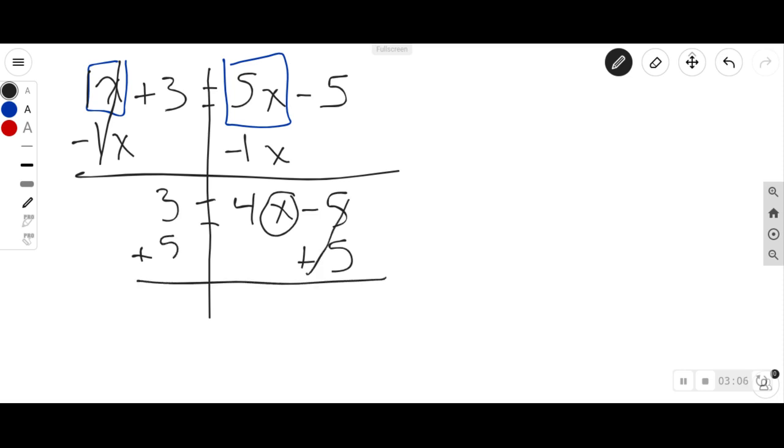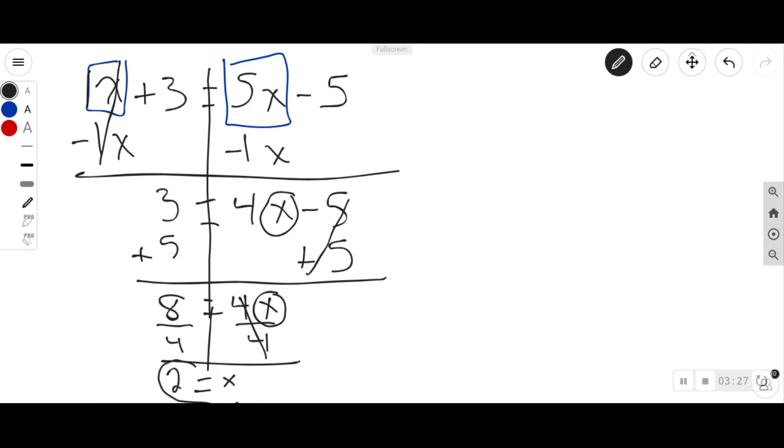That leaves us with 3 plus 5 gives us an 8 equals 4x. Then I'm going to divide to get rid of that 4. Remember, in many problems, division is the last step. So that means that we're going to have x equals 8 divided by 4 is 2. So there's our answer.